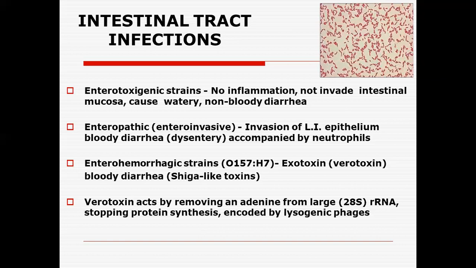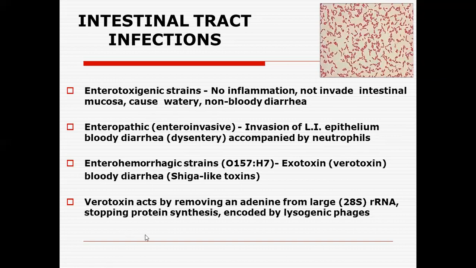Now, the enteropathogenic or enteroinvasive strains are invasive. They penetrate deep and cause inflammation. They invade the cells of the intestinal mucosa of the large intestine and cause bloody diarrhea, what we call dysentery, and we will also always see inflammatory cells like neutrophils. So in enterotoxigenic strains, there is no inflammation, no neutrophils, watery diarrhea, no blood. In enteroinvasive strains, invasion is there, neutrophils are there, inflammation is there, and bloody diarrhea is there.